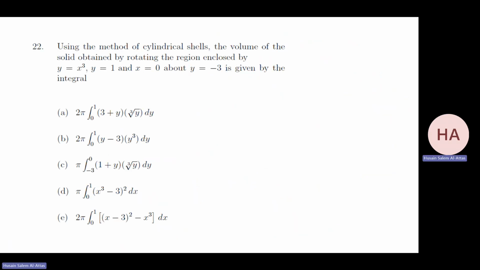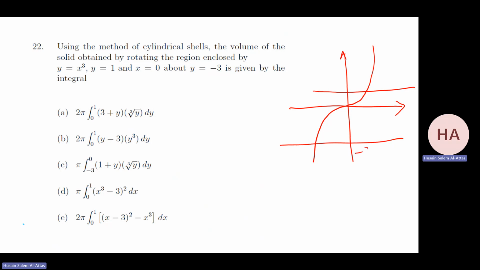Okay. Now he doesn't want the full answer. He wants just the setup of the integral. Okay, let me graph the function as usual. I have y equals x cubed, y equals 1, and x equals 0, which is the y-axis. I'm talking about this region. And I want it about the line y equals minus 3. This is y equals minus 3.